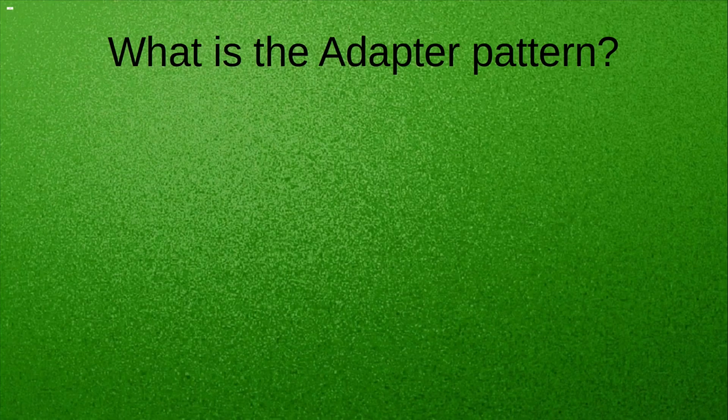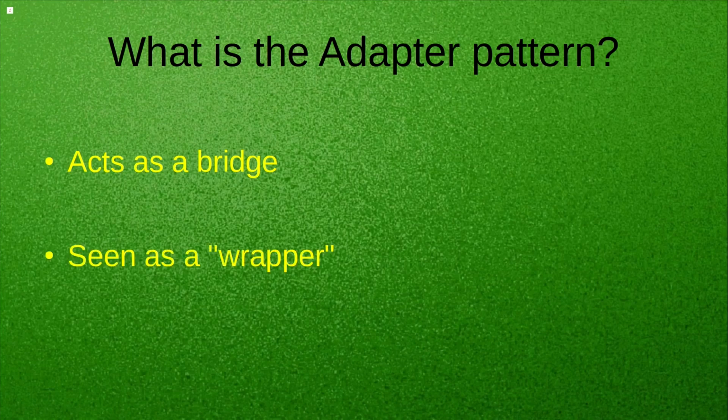What is the adapter design pattern? The adapter pattern acts as a bridge between two incompatible interfaces. In essence, it allows for two different classes with incompatible interfaces to work together by converting the interface of one class into the interface the other class expects. The adapter pattern can be seen as a wrapper that modifies the existing class interface without altering the underlying code.